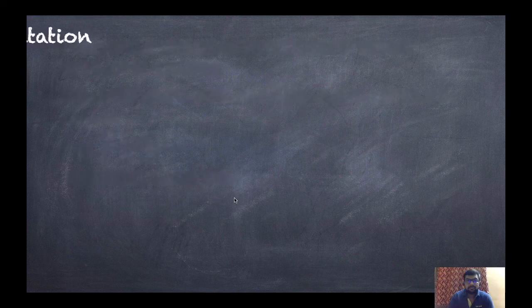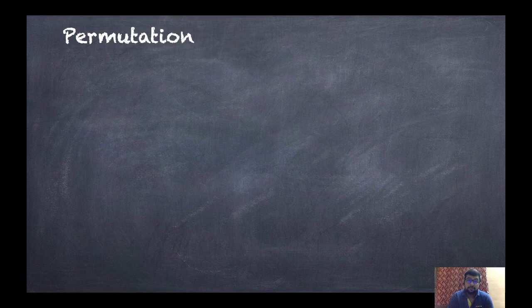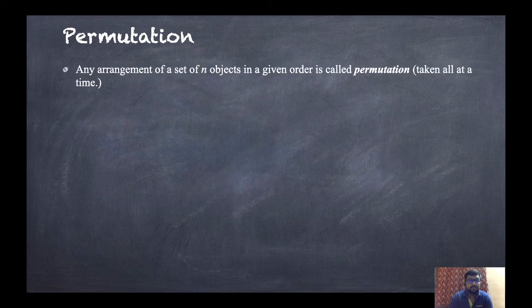Now, what is permutation? There are two types, permutation and combination. In this session, we will discuss permutation, and in the next session, we will discuss combination. Now, any arrangement of a set of n objects in a given order, taken all at a time, is called a permutation. Again, any arrangement of a set of n objects in a given order is called a permutation.